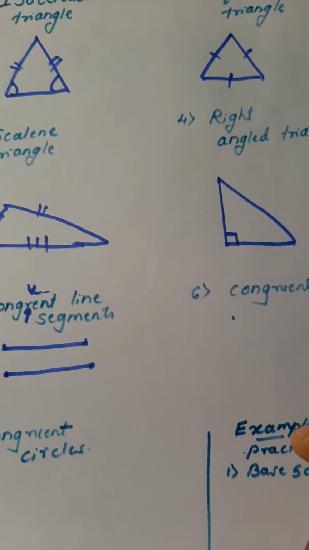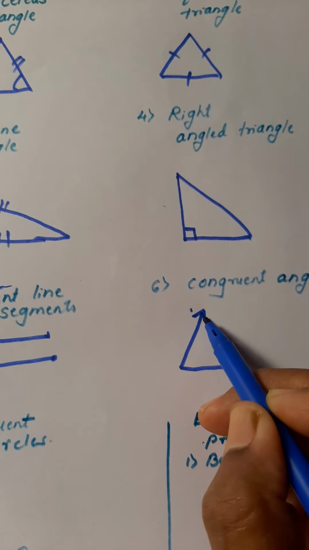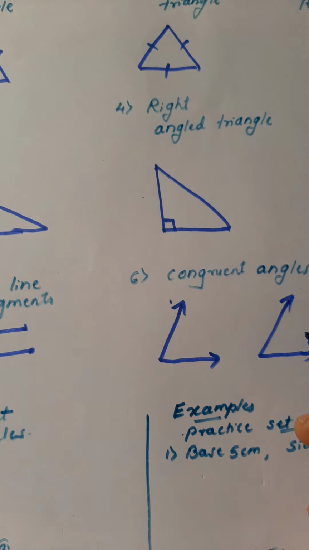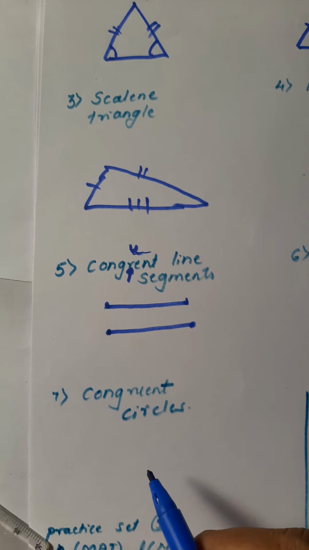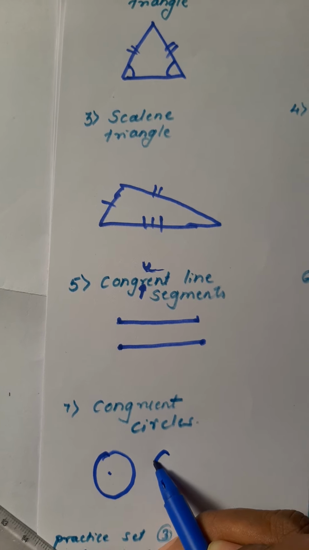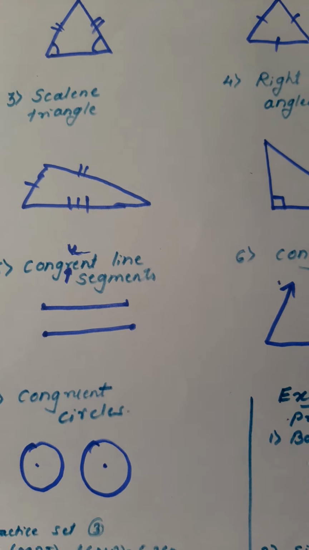Next point, it is a congruent angle. If this is a 25 degree angle, and similarly there is another 25 degree angle, then these two angles are called congruent angles. Next, it is congruent circles. Congruent circles mean, for example, I have drawn a circle of 1 centimeter, and this is also a 1 centimeter circle. Then these two circles are called congruent circles.